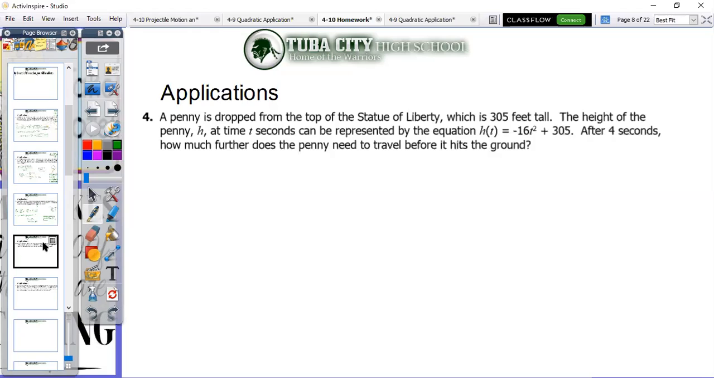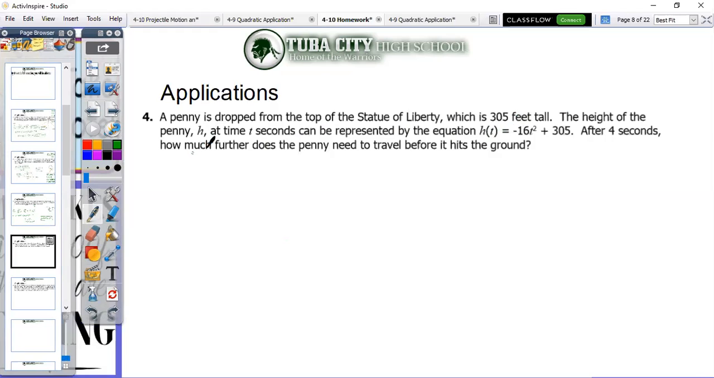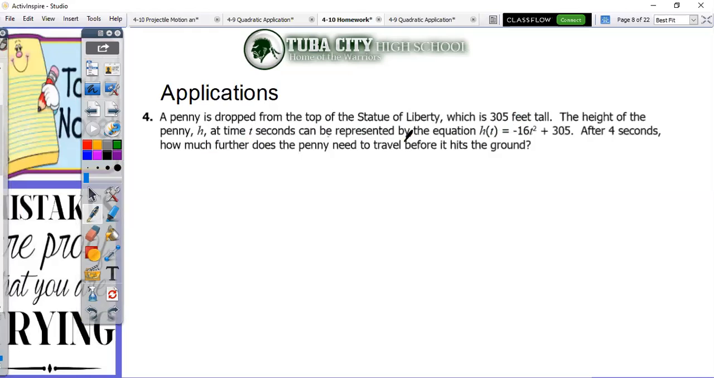Similar question to one of the ones we had in a previous lesson. A penny is dropped from the top of the Statue of Liberty, which is 305 feet tall. Wow, that's not that high at all. In my own mind, it always feels like it's taller than that. Anyway, the height of the penny, h at t in seconds, can be represented by this equation. After 4 seconds, how much further does the penny need to travel before it hits the ground?